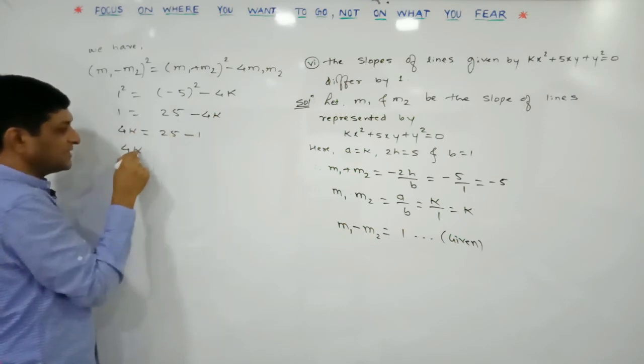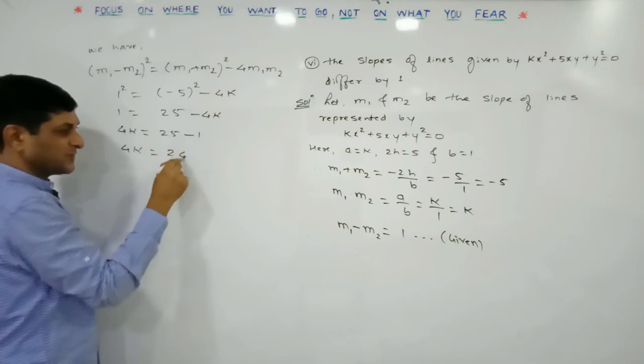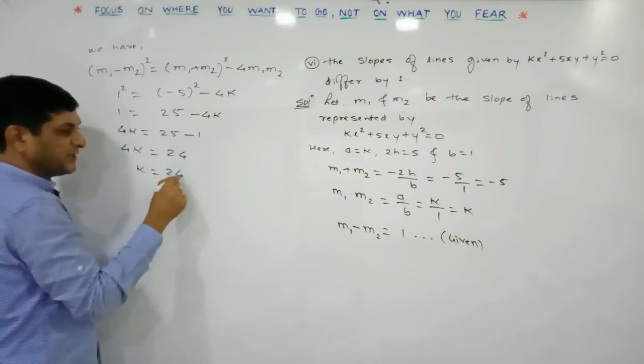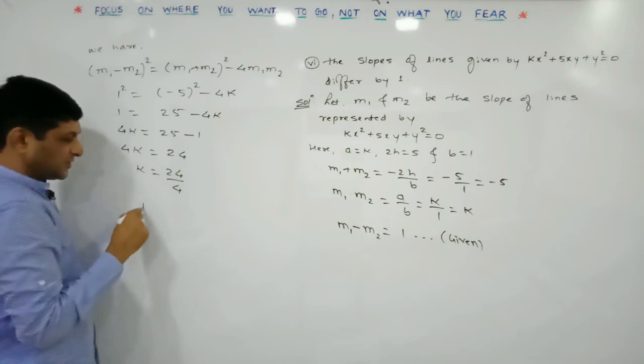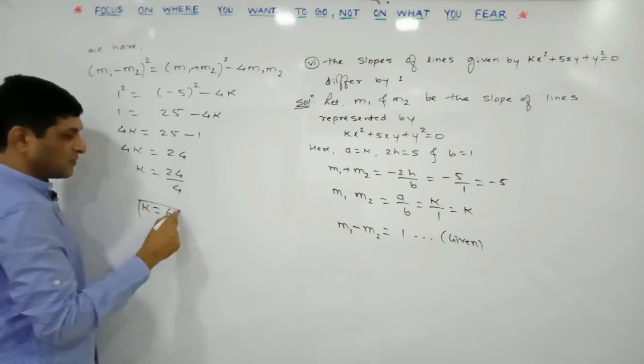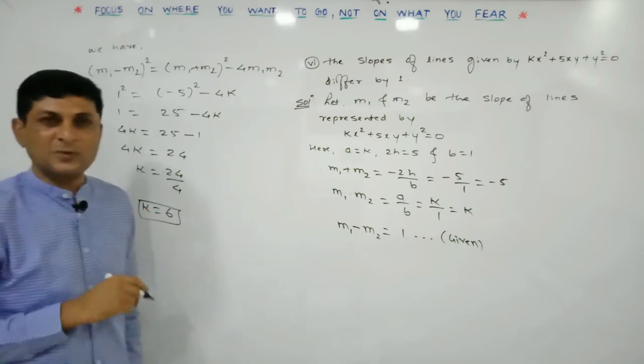So 4k is equal to 25 minus 1, which is 24. So k is equal to 24 divided by 4. So k is equal to 6. In this way we have got our required value k. K is equal to 6.